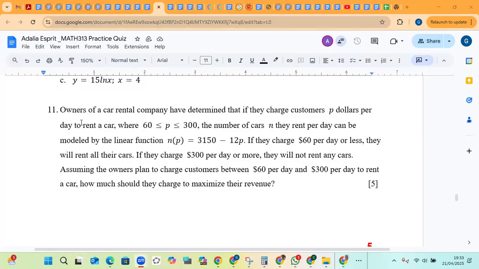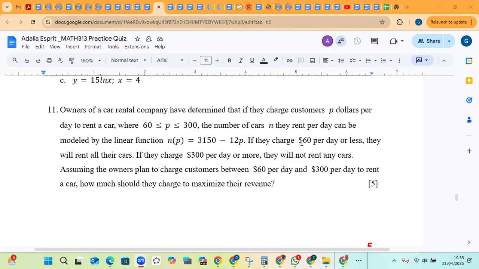This recording is with regards to number 11 in the Math 313 practice quiz. It reads, owners of a car rental company have determined that if they charge customers P dollars per day to rent a car, where P now is between 60 and 300, the number of cars N they rent per day can be modeled by the linear function N of P is equal to 3,150 minus 12P.